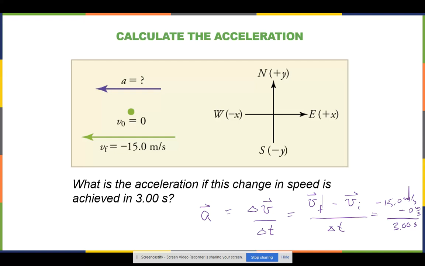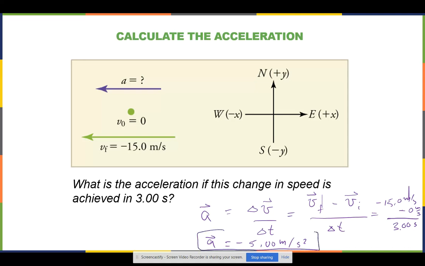So minus 15.0 minus 0 is minus 15.0 still. Divide that by 3.00. How many significant digits will I have in my answer? With multiplication and division, you take the smaller number of significant digits in each number. So the top had 3, 15.0. The bottom had 3, 3.00. And so my answer is going to have 3 as well. And of course, 15 divided by 3 is 5. So the correct answer is acceleration is minus 5.00 meters per second squared.